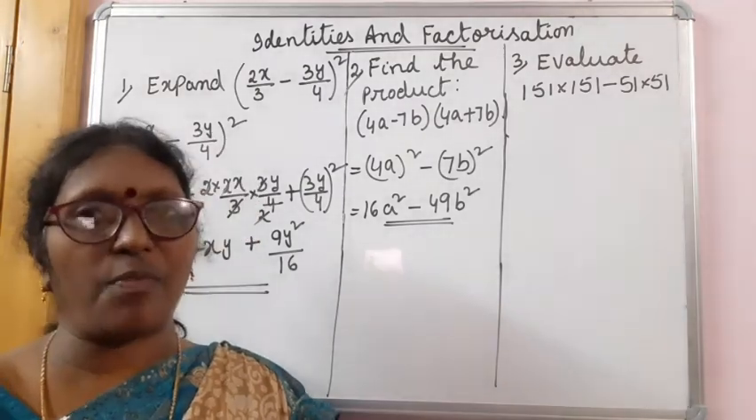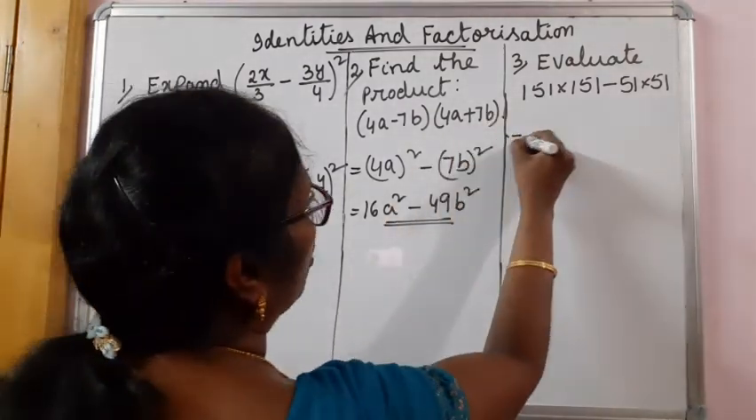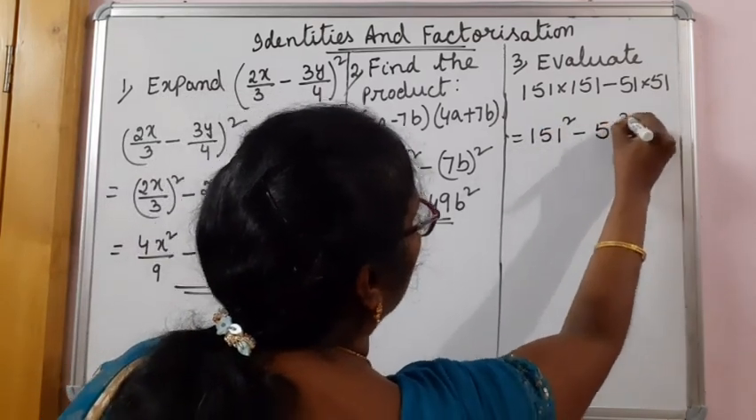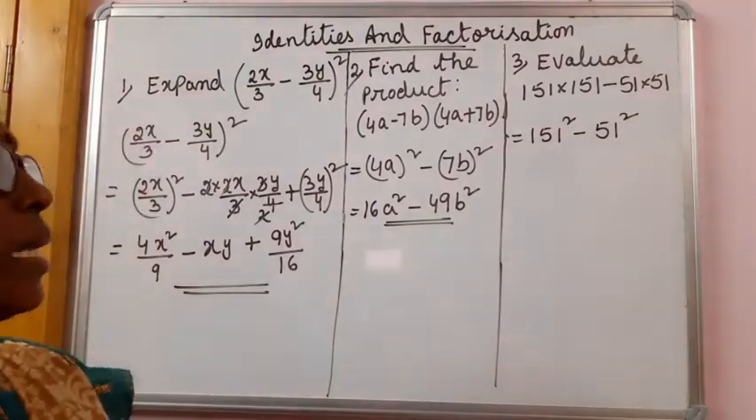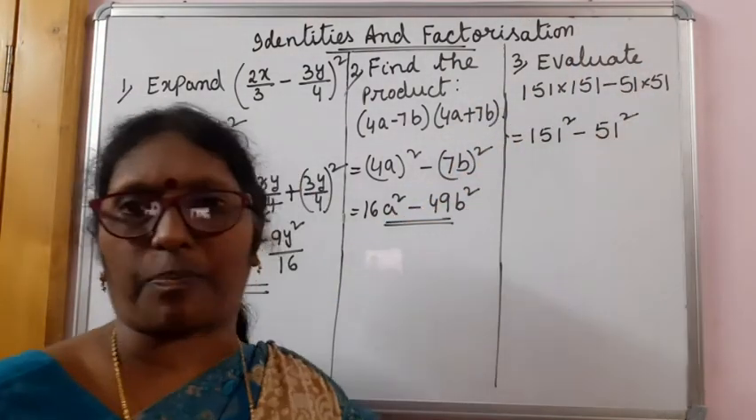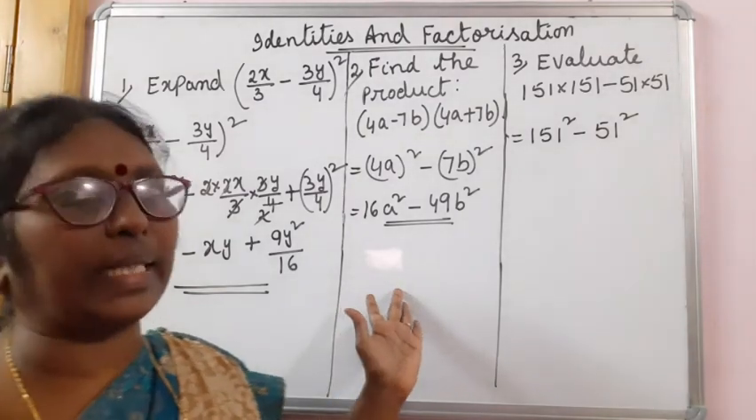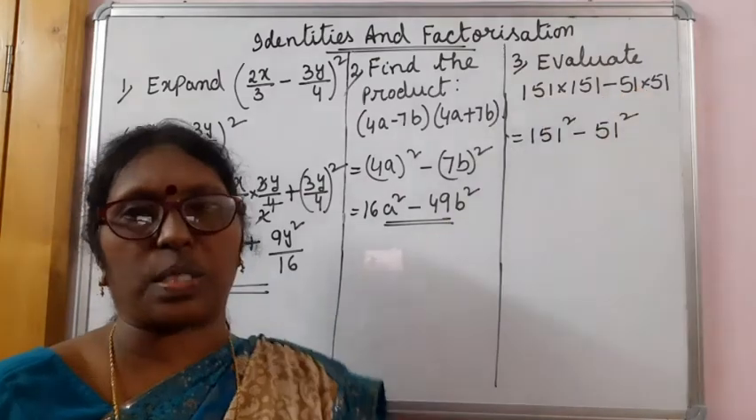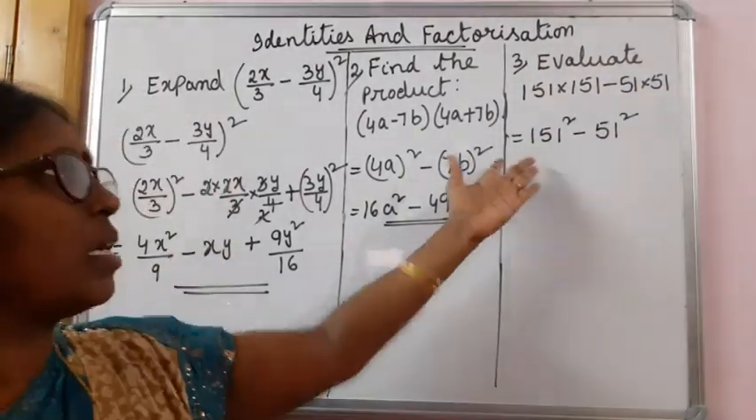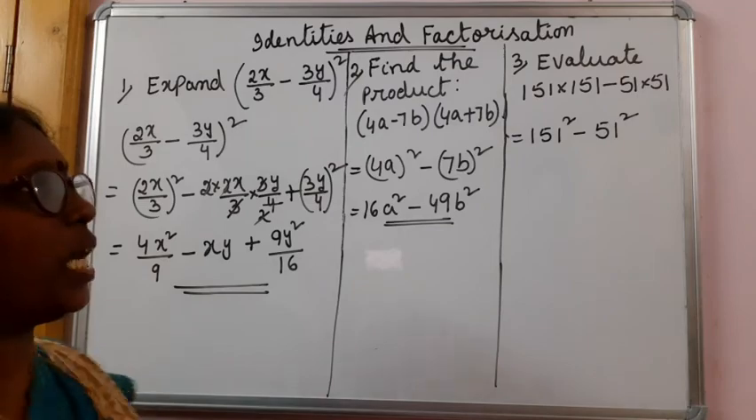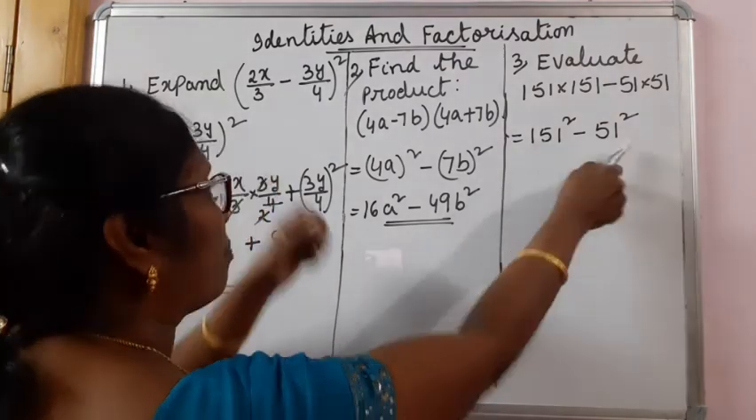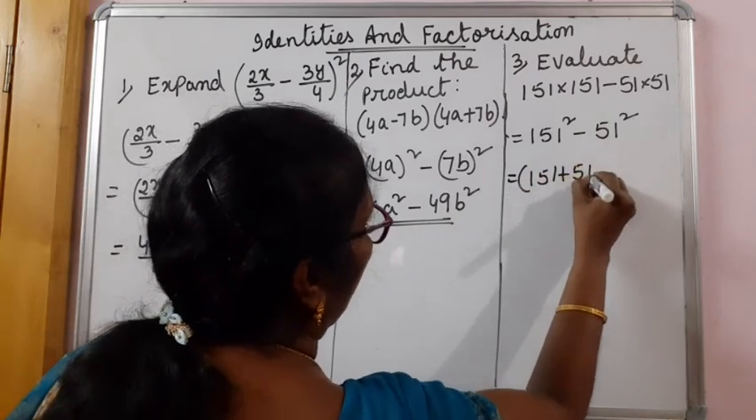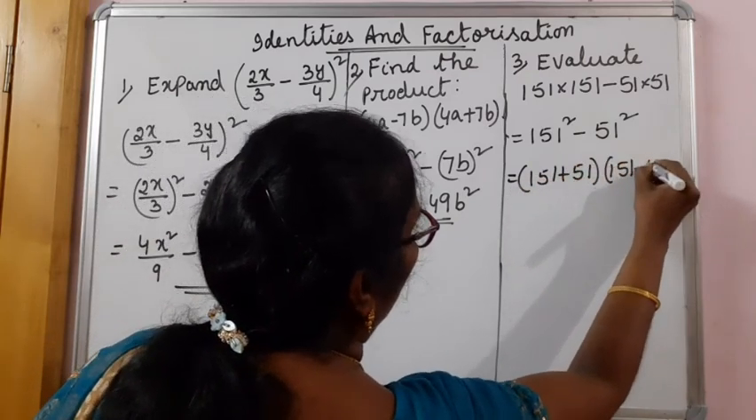Now third one: evaluate 151 into 151 minus 51 into 51. Evaluate means find the value. 151 into 151 is 151 square. 51 into 51 is 51 square. You can multiply these two and subtract, but after learning the identities, we have to use them. If it is given, evaluate by using identity, or given or not, try to do it, it will be easy for you. So it's like a square minus b square. You know that a square minus b square is a plus b into a minus b.